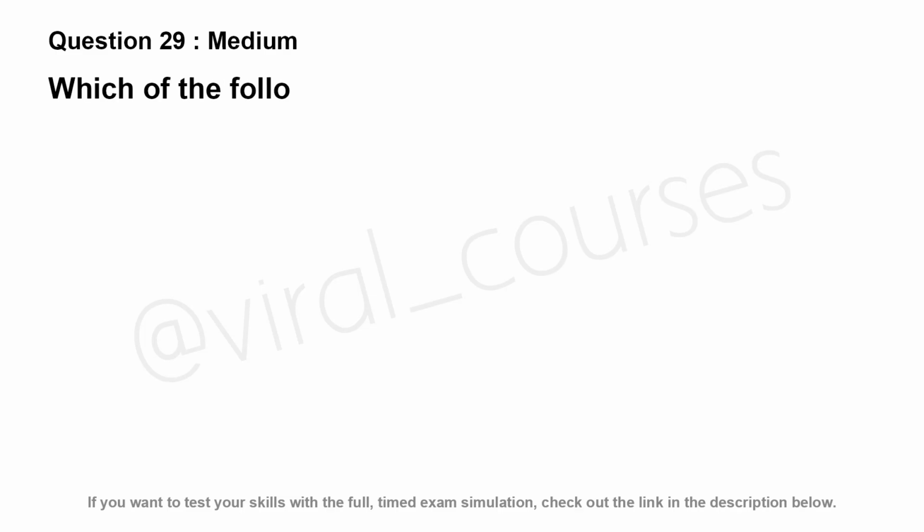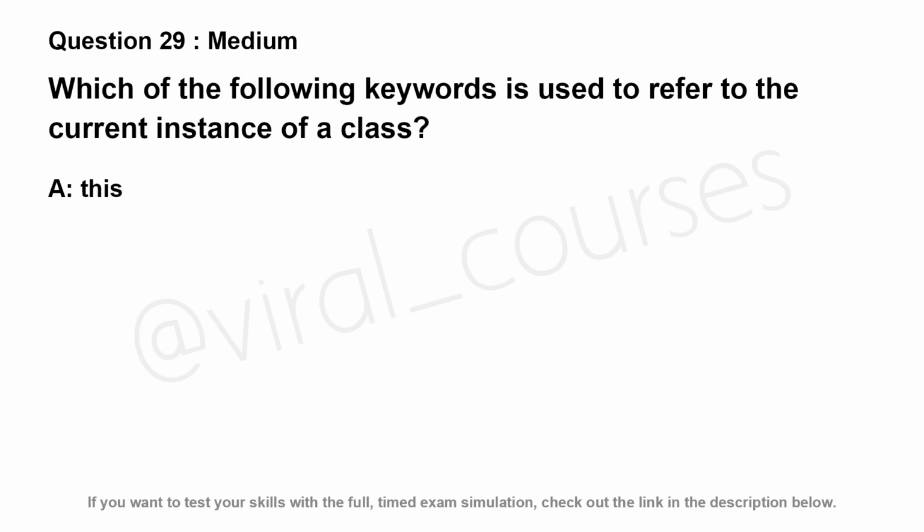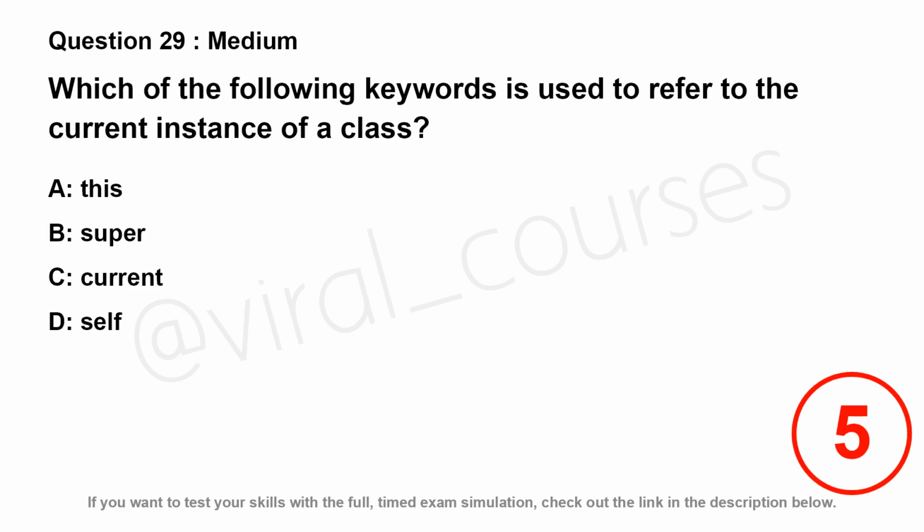Which of the following keywords is used to refer to the current instance of a class? Option A, this. Option B, super. Option C, current. Option D, self.